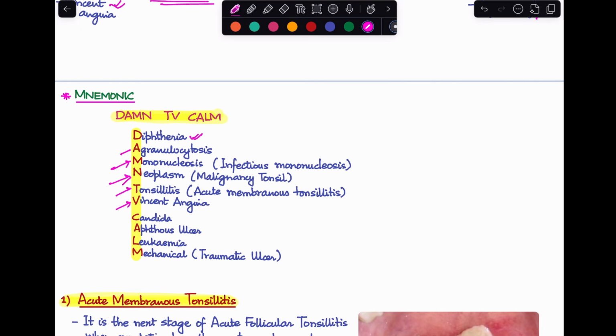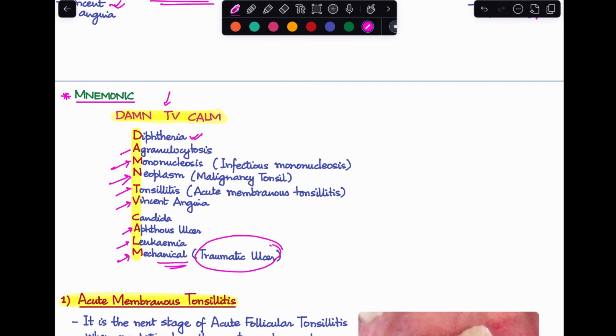For C, we have candidal infection, A for Aphthous ulcer, L for leukemia, and lastly, another M where we will remember mechanical, meaning traumatic ulcer, which is a mechanical ulcer. So these are our 10 different causes here that you can easily remember with the help of this mnemonic DAM, TV, CALM. So now let's get started with discussing each one of these causes.